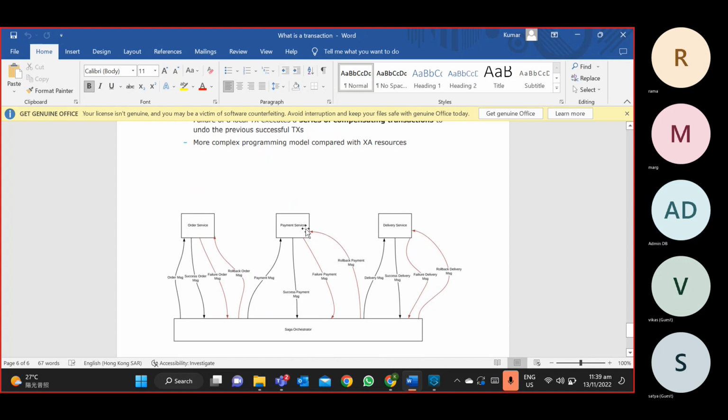Same way, after this payment service, if this is successful, then it will go to delivery service. If this particular service is successful, then all are completed and our transaction is done. If due to any reason it fails, then we have to call this rollback. You have to call this rollback.